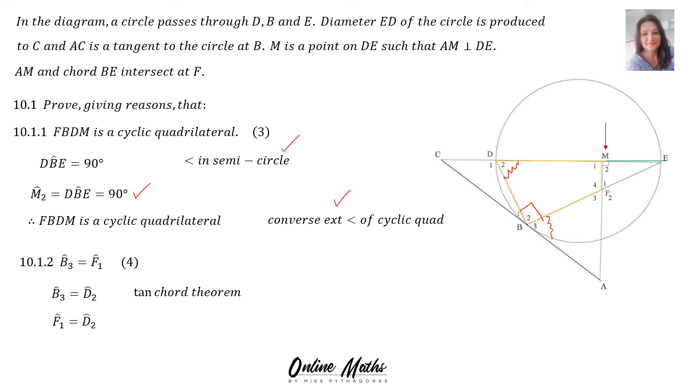Then F1 is equal to D2. And your reason is it's the exterior angle of a cyclic quad is equal to the opposite interior angle. So we've got both of them, B3 as well as F1, that's equal to D2. Therefore, B3 is equal to F1. And then where's your marks? Statement reason, statement reason.